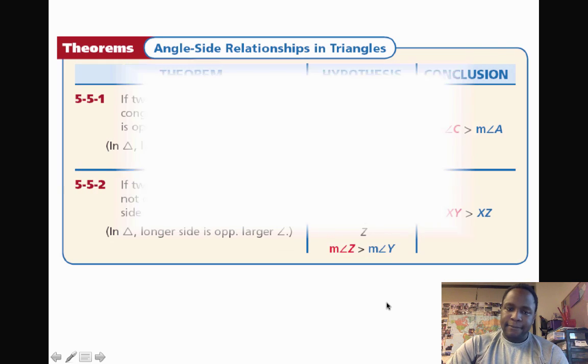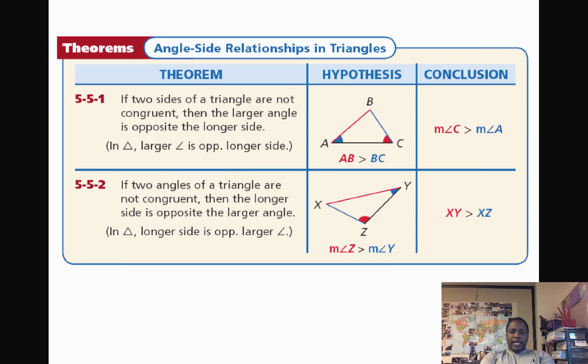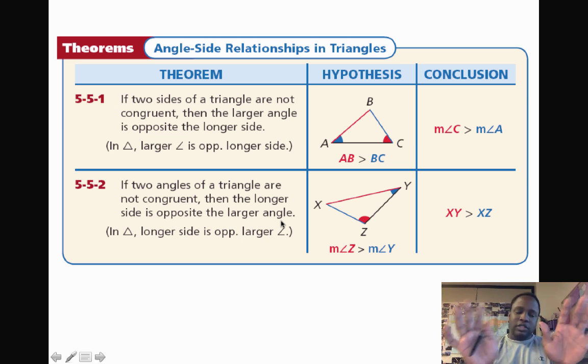Okay. So angle-side relationships. In essence, the easiest way to remember it is by just doing the conclusion of this part. So the larger angle is opposite the longer side. And also, the longer side is opposite the larger angle. Okay? But now I'm going to go into further detail.